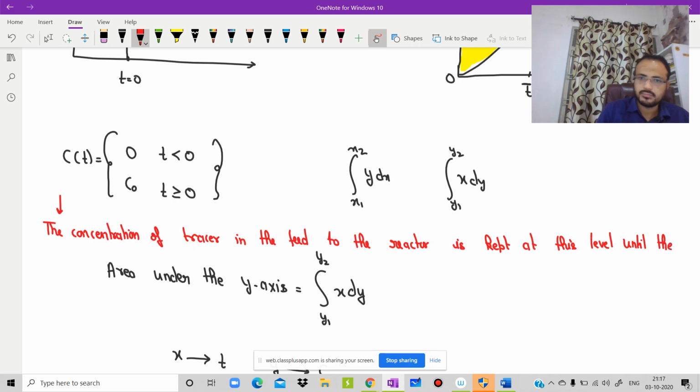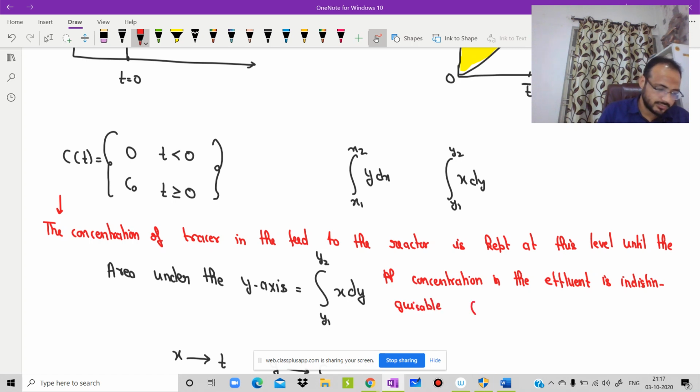until the concentration in the effluent is indistinguishable from that in the feed, and then the test may be discontinued.